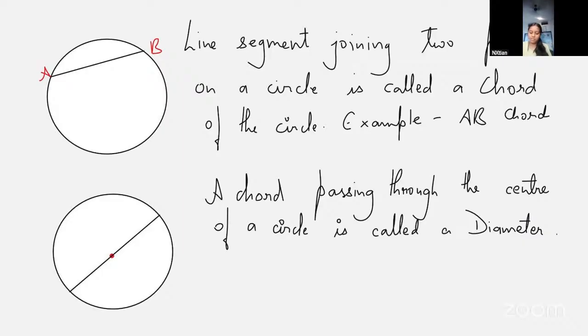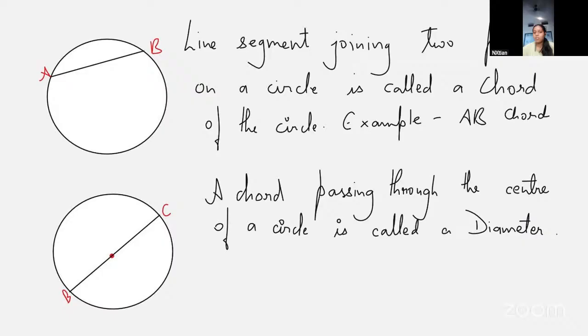Yes, Hannah, question you have? Ma'am, just clarification. So, ma'am, a diameter divides a circle into two equal parts. Yes, Hannah, that is correct. A diameter divides the circle into two equal parts, no matter from where you are putting it: straight, slant, diagonal, vertical, horizontal, anywhere you put a diameter, it will always divide the circle into two parts. That is fact number one.